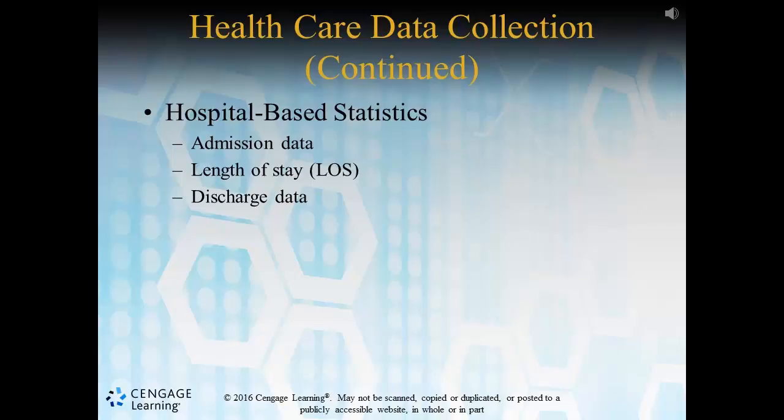Length of stay data includes data relative to how long our patients are staying during their encounters. We can look at total length of stay or the average length of stay for our patient populations. Discharge data is collected to measure health outcomes, facility utilization, and access to care for a patient. This data is used in planning and it's also reported to agencies outside of the organization.